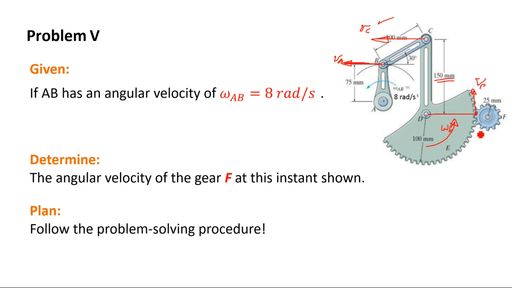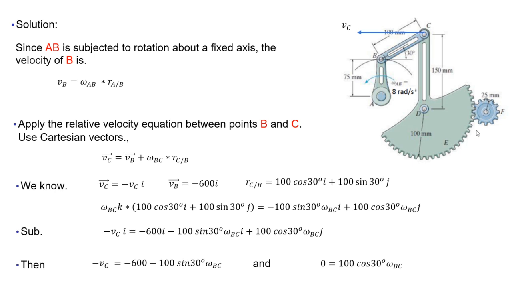Now, I just mentioned the procedure by word of mouth, but you can simply see the steps of the solution. Actually, this should be ticked one by one, but it's shown all the way, so anyway, I'm going to show the whole solution. Since AB is subjected to a rotation about a fixed axis, the velocity of B is equal to omega AB multiplied by RAB, which is 75 millimeters. So we have 8 multiplied by 0.075 meters, and this gives 0.6 meter per second, or 600 millimeter per second.